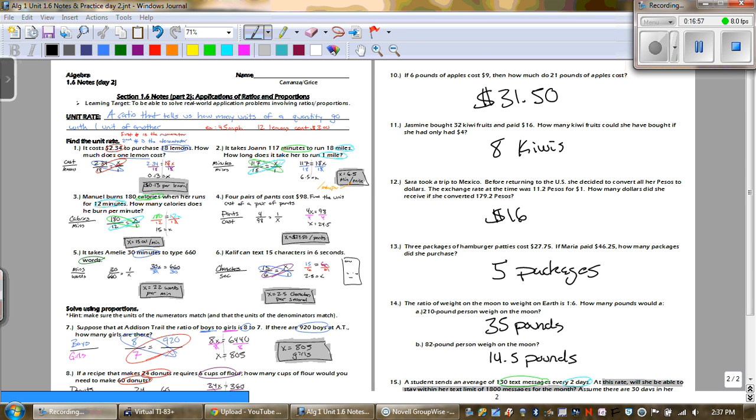Okay, and there are your answers. Hopefully you were able to get them. If not, come see us, we'll help you. But that is it for Algebra 1, Unit 1.6 notes, Day 2, talking about ratios and proportions, the application of that.